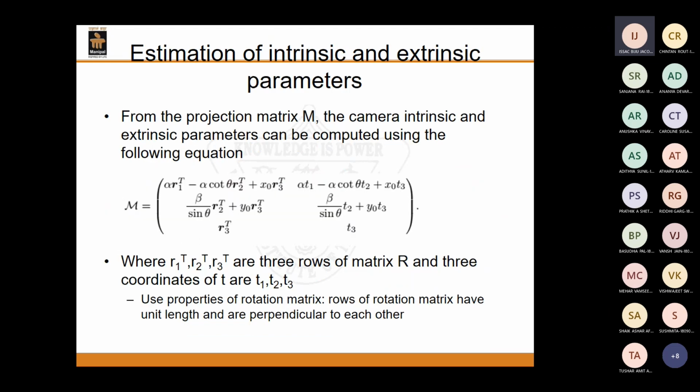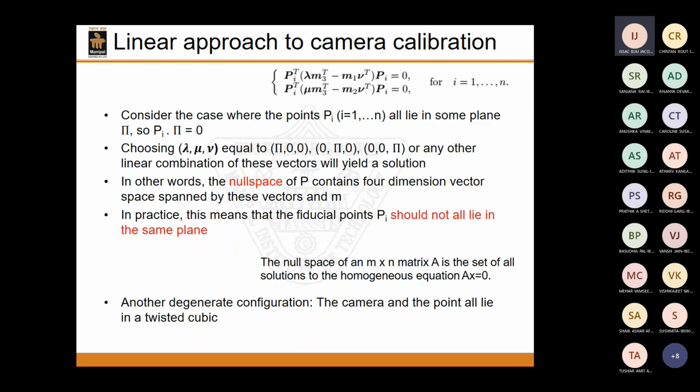Now, before I move further, one more point that I need to discuss is that when we are considering the different points, we should not consider all the points that lie in the same plane. What we are basically trying to do is find out what is the projective transformation between the image taken by the camera and the actual 3D scene, right? While the camera is taking the image, what kind of projective transformation has occurred to get that image is what we're trying to calculate.